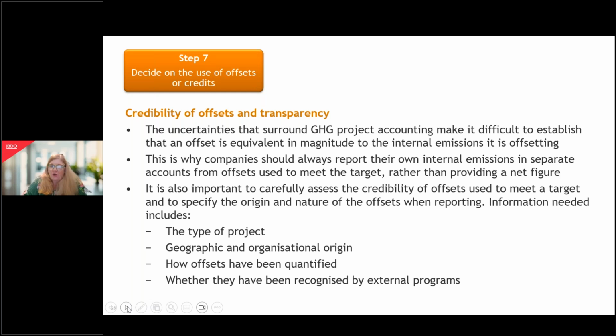The other thing is the credibility of offsets. So it's important that we think about the credibility of the offsets that we use to meet our targets, and to specify the origin and the nature of the offsets when we report. So some of the information that you have to disclose is the type of project that created the offset that you bought, the geographic and organizational origin of the offset that you purchased, how the offsets have been quantified. So there's a very rigorous process to create and quantify an offset, and whether they've been recognized by external programs. So you don't want to buy offsets that are not verified and recognized by external programs and therefore not reputable. So it's important to assess it for commercial reasons, but also because you'll have to disclose it and you want a reputable offset.